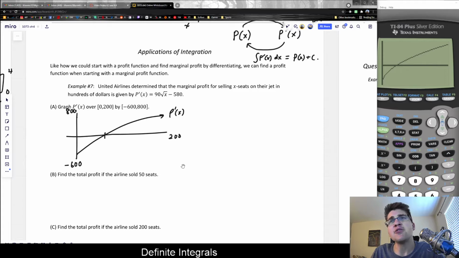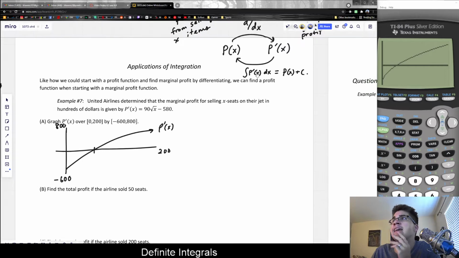But it says, first of all, find the total profit if the airline sold 50 seats. So essentially, they know the pattern of their marginal profit function for every individual seat sold. And let's say we wanted to know what is the actual profit, because it's not the same thing. But again, we could figure out what our antiderivative profit function is by taking the general antiderivative. Or I could kind of imagine this using area.